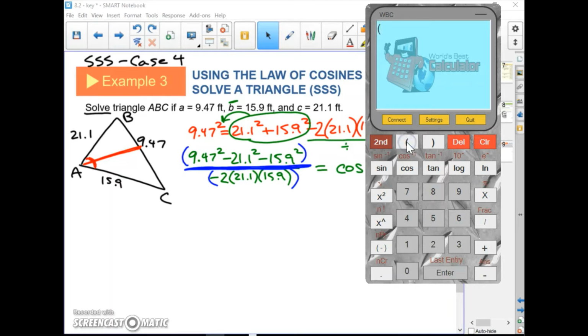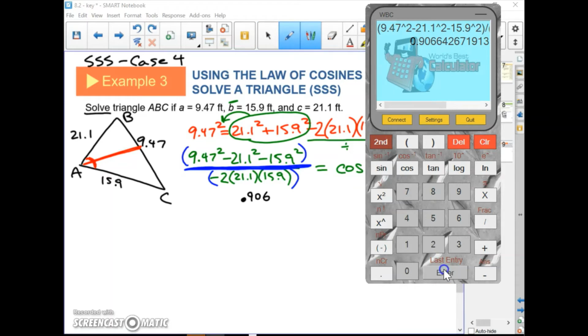Start with parentheses though. Close parentheses around the top and divide by quantity on the bottom. 0.9066 is what I got. Hopefully that's what you got. 0.9066, and we're not finished.